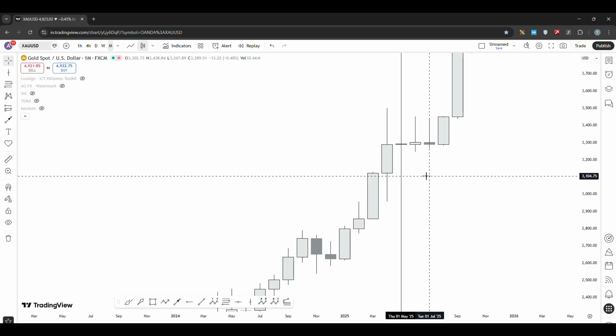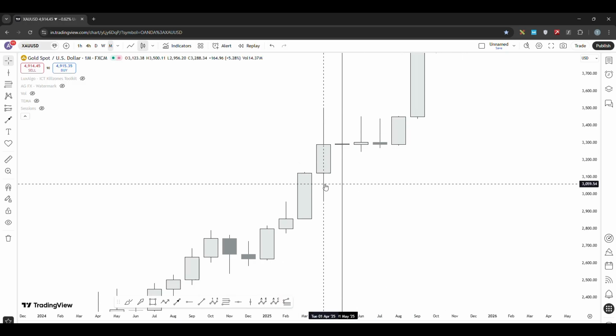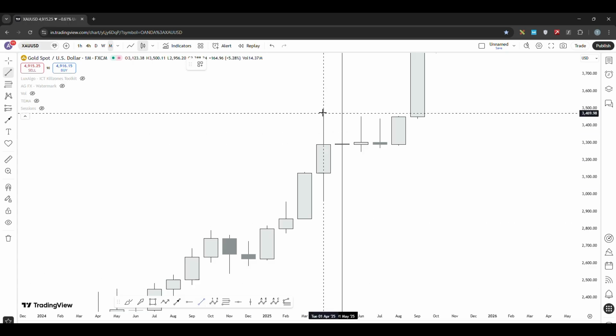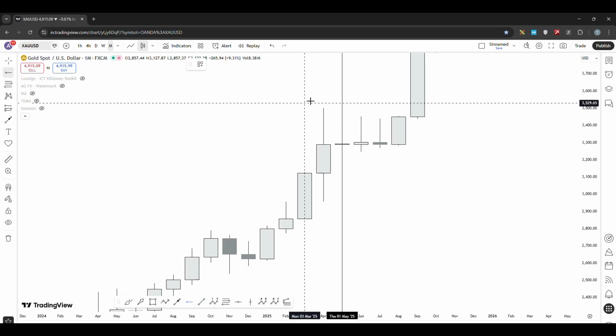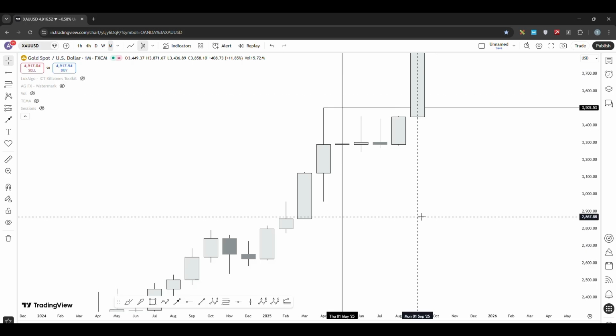So what we will do is mark all the POIs and the liquidities from the monthly to the 1 hour time frame. Okay, from the monthly to the 1 hour time frame. So in the monthly, I told you this candle's high will be important. This will be acting as a liquidity. So I'll mark the high.